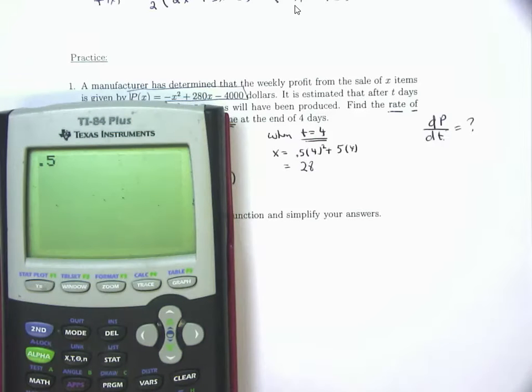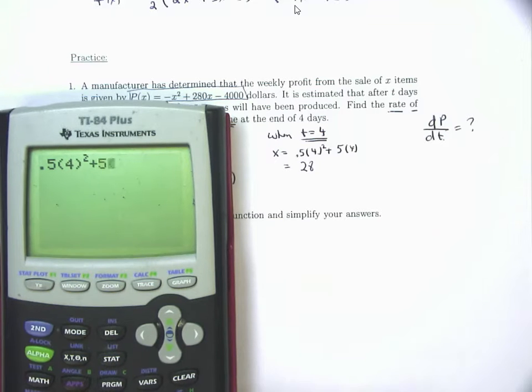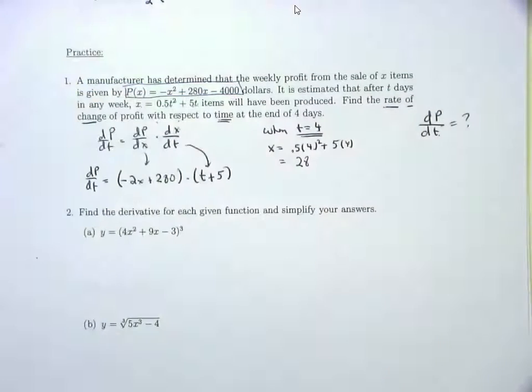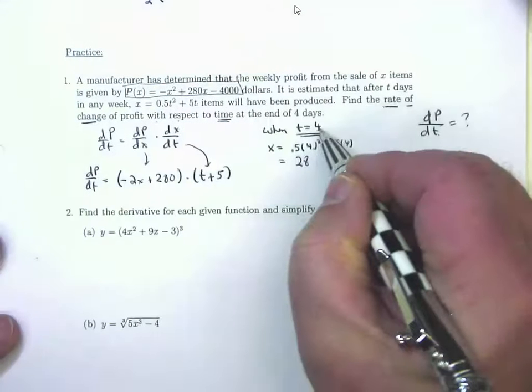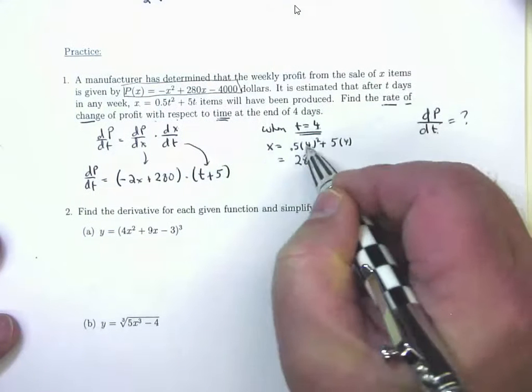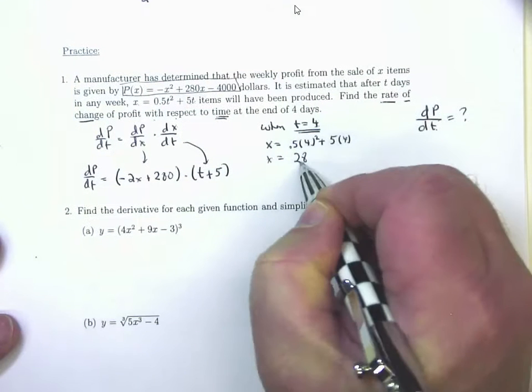0.5 times 4 squared. Oops, wrong button there. 4 squared plus 5 times 4. Yep, 28. Beautiful math. It's only one answer. We both got it, so I feel more confident about this. So now what I'm going to do here is plug in 4 for t, but when I see an x, I'm going to plug in 28.